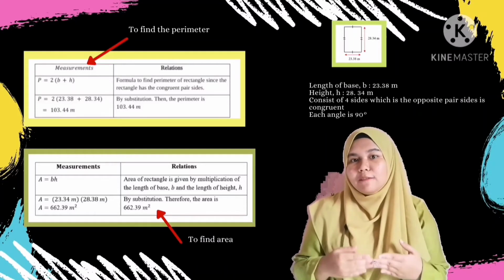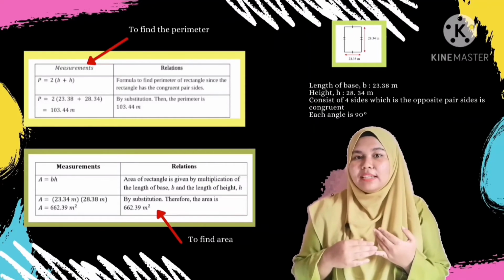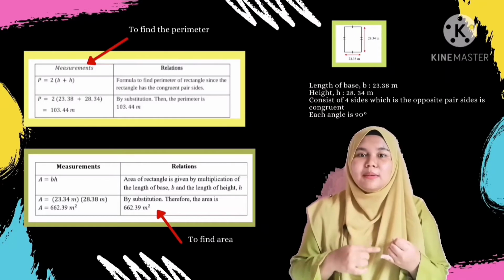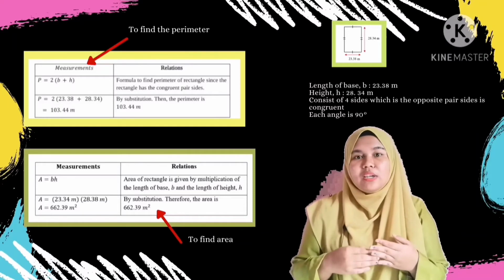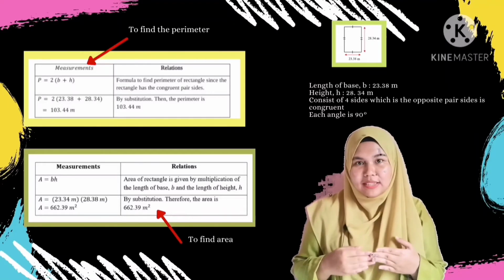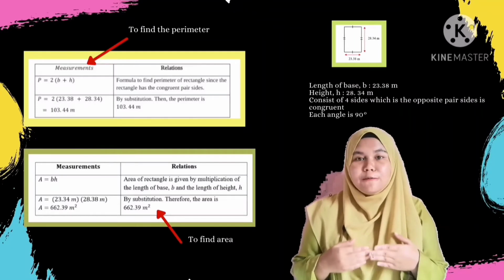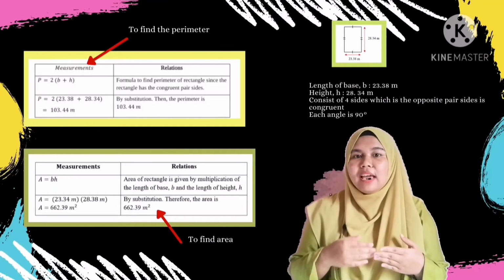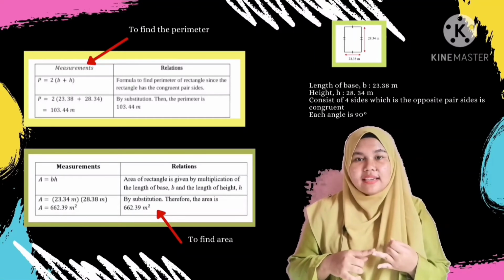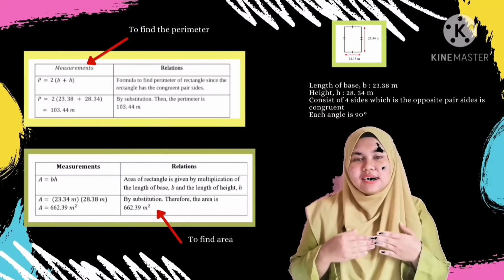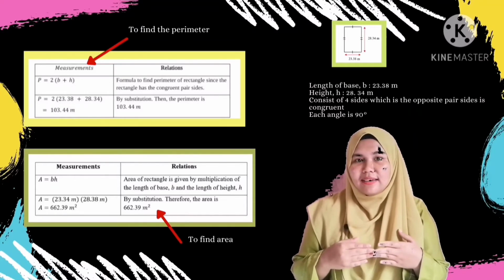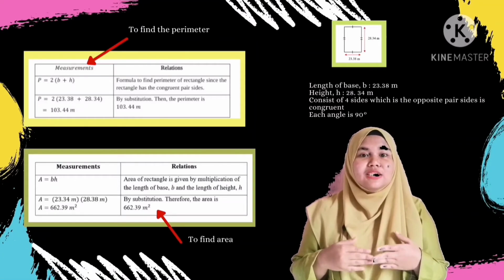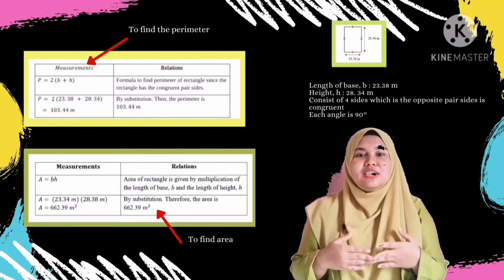To know the perimeter of this rectangle, we need to multiply 2 by the addition of the base length and the height. So we got 103.44 meters. To know the area of this rectangle, we need to multiply the length of the base and the height. So we got 662.39 meters squared. That's all from me. To know further, we proceed to the next presenter.